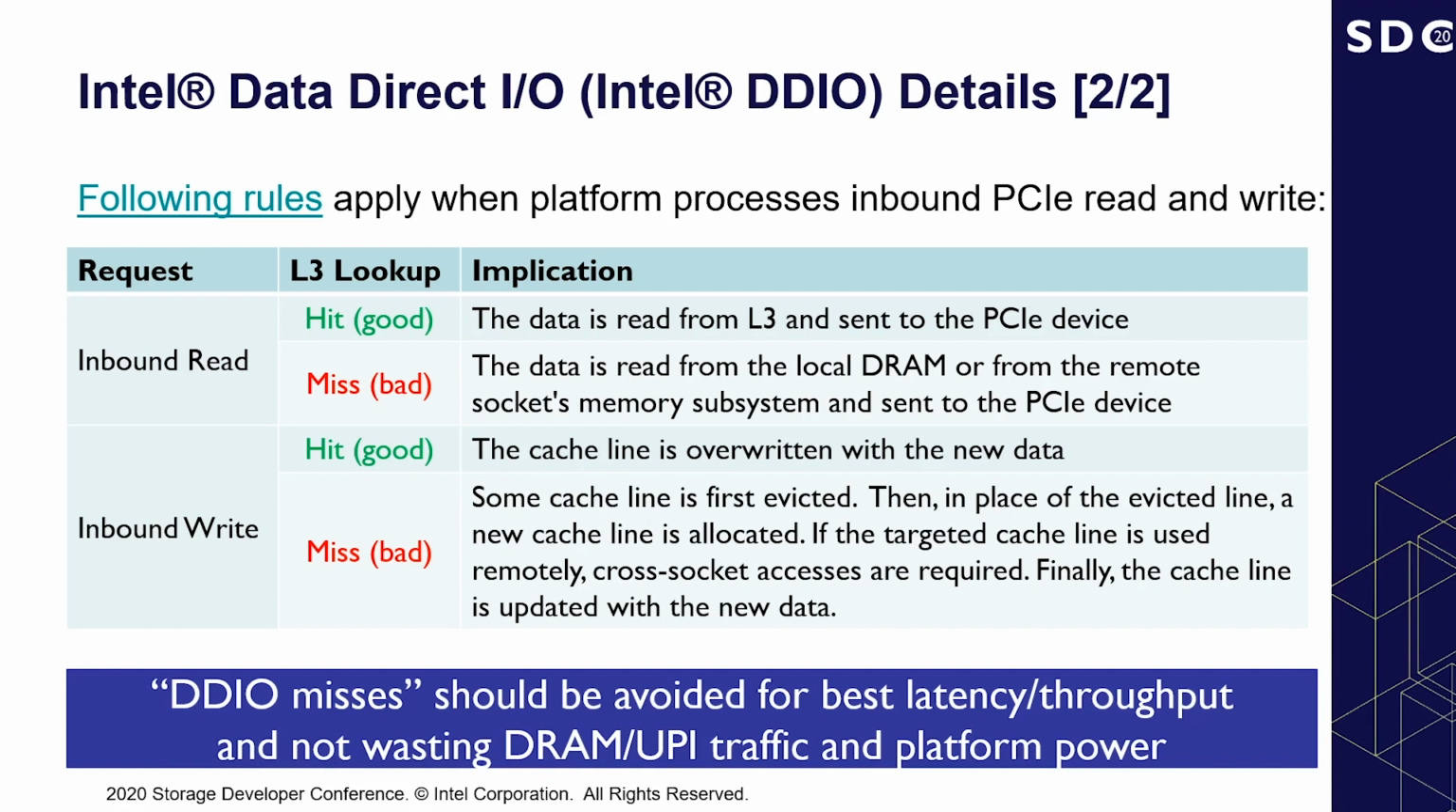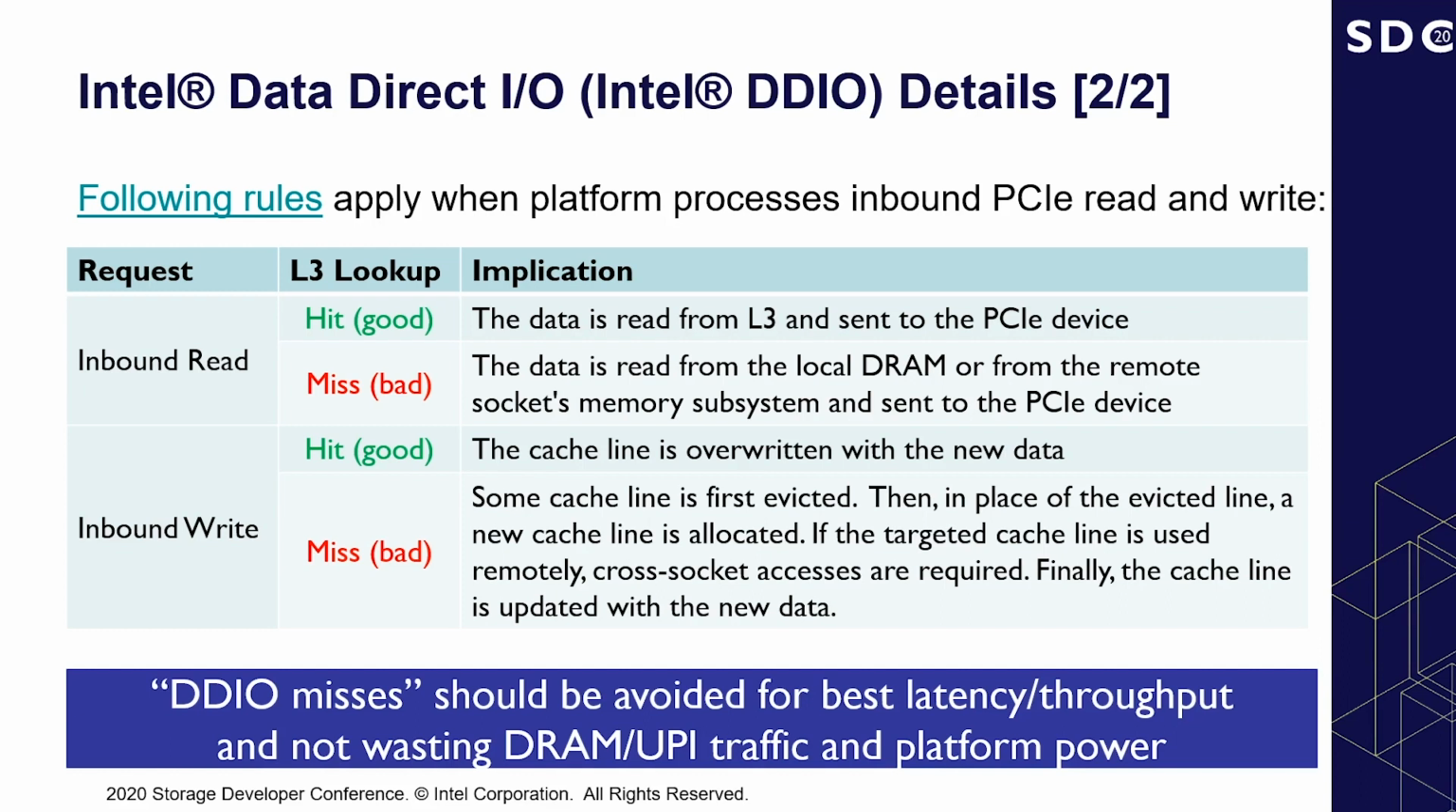So for inbound reads, if we get an inbound read hit in the L3 cache, that means it was in the L3 and we can deliver it to the device from the L3. If we miss, we then have to go to local DRAM or even to the remote socket for that data. For inbound writes, if we get an L3 hit, that means there was already a cache line allocated in the L3 and we can overwrite that data with the new data.